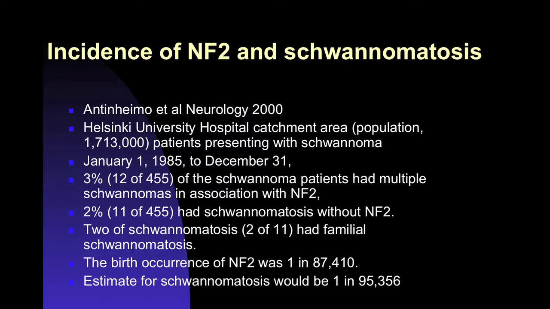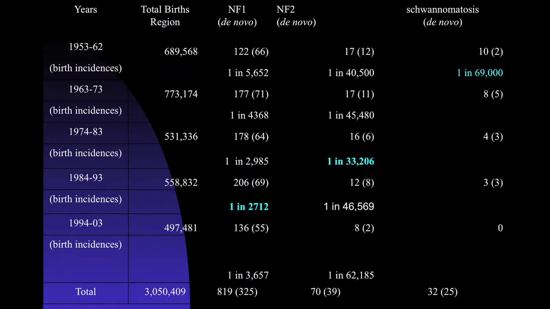This is the only previous estimate of NF2 and schwannomatosis from Finland, based on a relatively small population. And they found NF2 and schwannomatosis to be as common as each other, at about 1 in 80 to 90,000. Now, a lot of people have taken that to mean that schwannomatosis is as common as NF2 with an incidence of 1 in 30 to 40,000, which is the incidence I published. I still don't believe it's as common as that, although it may be under-recognized in the general population.